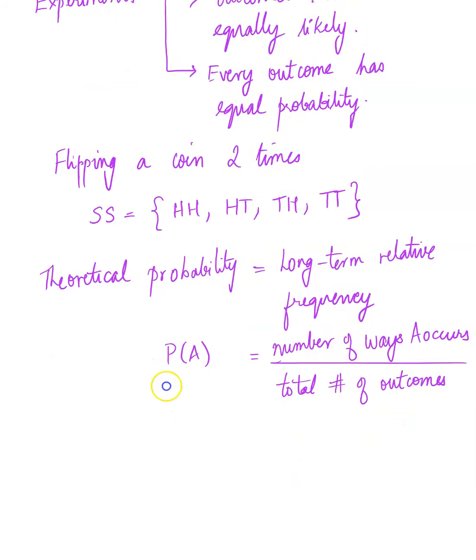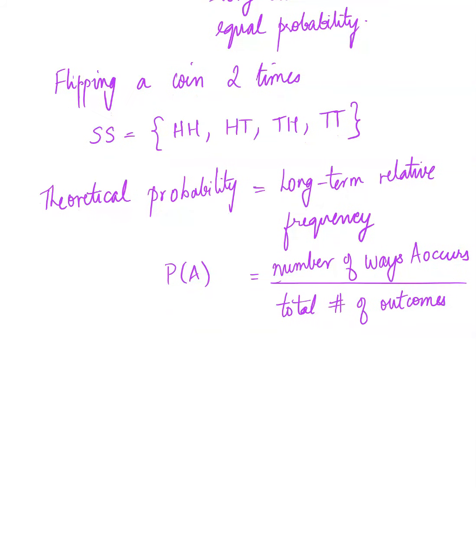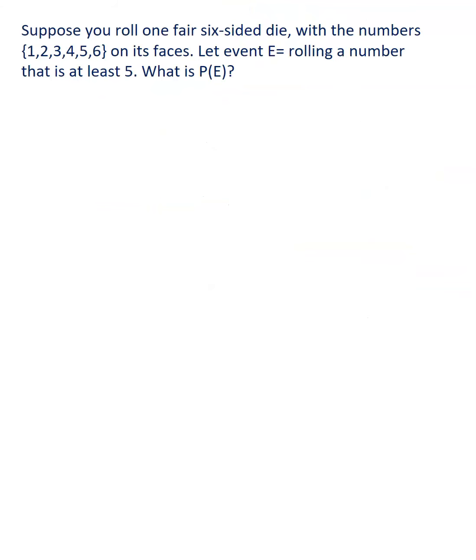So then let's explore an example and see what that means. We've seen already an example related to heads, right? Heads and tails. So we'll try something else. Let's read this example. Suppose you roll one fair six-sided die with the numbers 1, 2, 3, 4, 5, and 6 on its faces. Let event E be rolling a number that is at least 5. What is P of E?